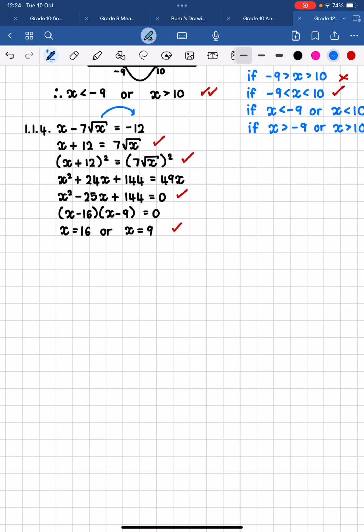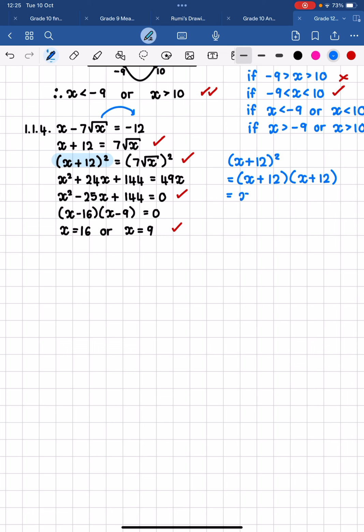The second mark was for squaring both sides. Alright, so square there, square there. Guys, this, very important, is not just x squared plus 12 squared. x plus 12 squared is this, x plus 12 multiplied by itself. So you actually have to FOIL that out.